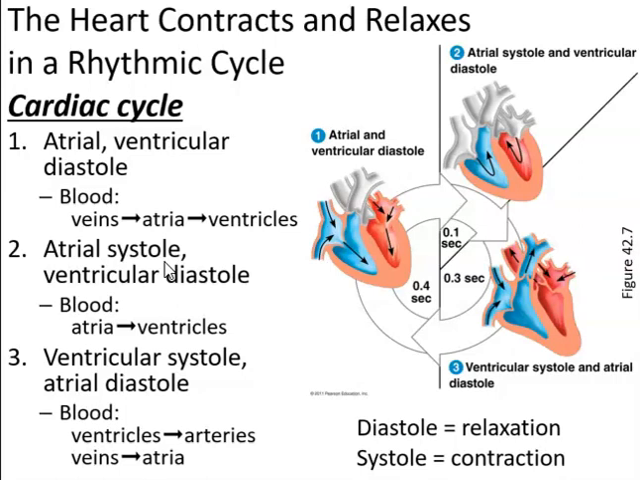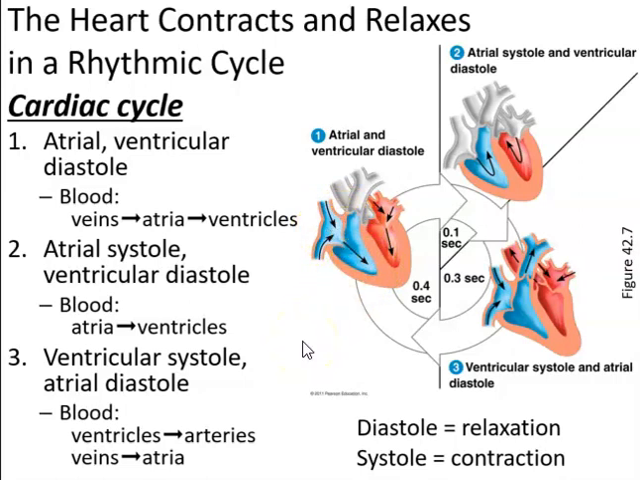At this point, blood is being pushed actively into the ventricles, and while this is happening, the ventricles are relaxed, or undergoing ventricular diastole. So blood is being pushed actively from the atria into the ventricles, and at this point the atrioventricular valves are open, allowing for blood to be pushed from the atria into the ventricles.